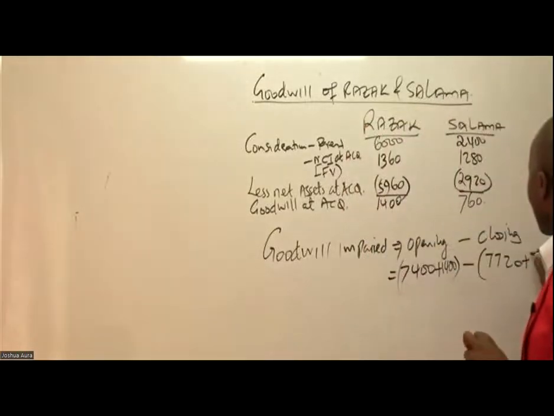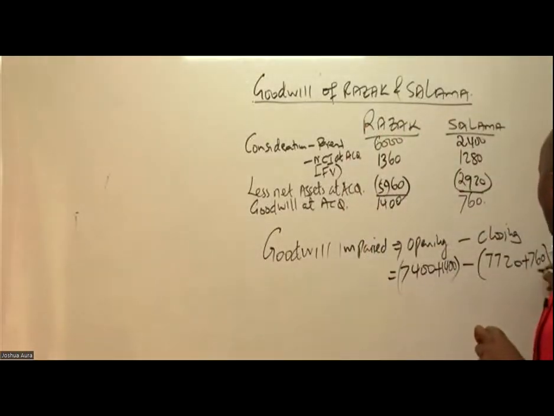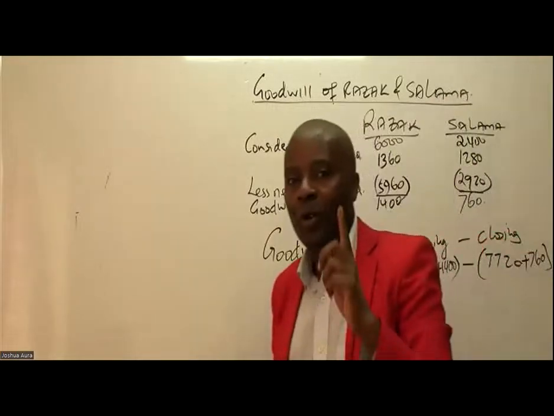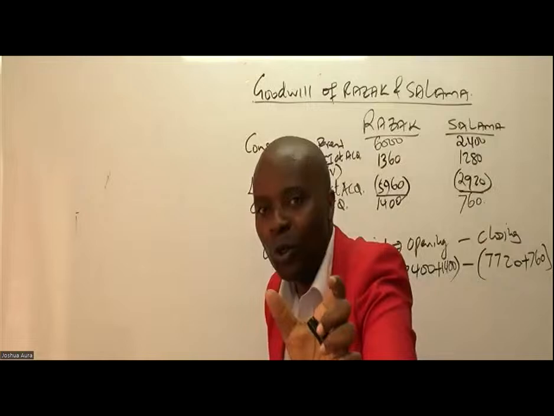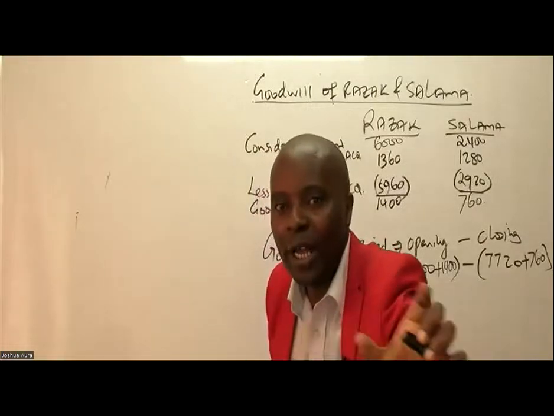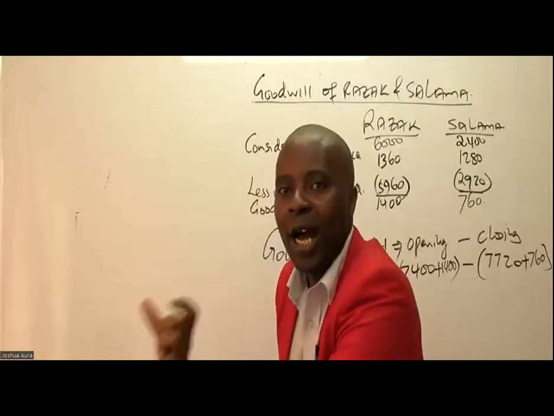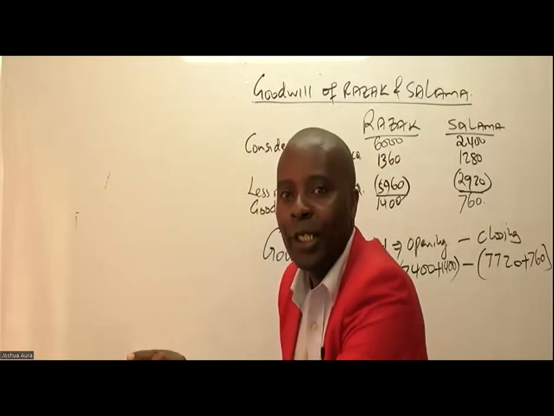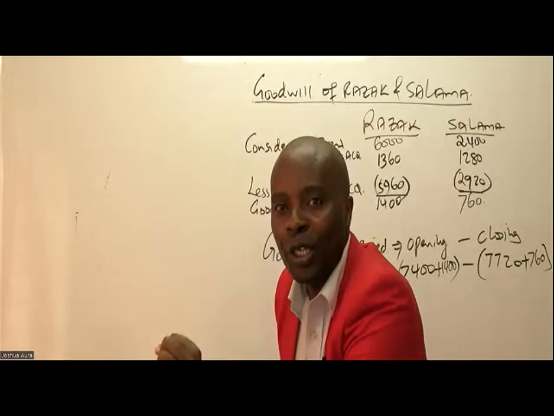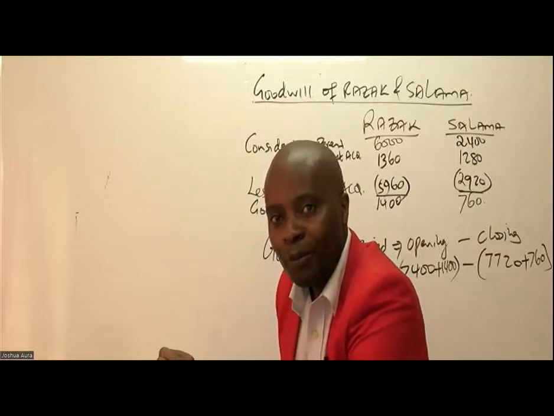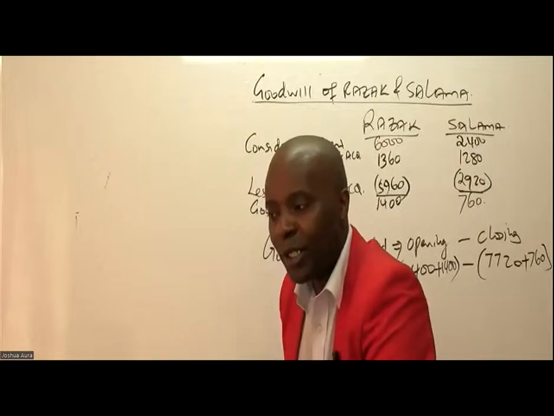So in this case here, plus 760. So what have we discovered there? You take the opening goodwill and add any acquired goodwill. Minus the closing goodwill, you add any goodwill that is associated with a subsidiary that was disposed.